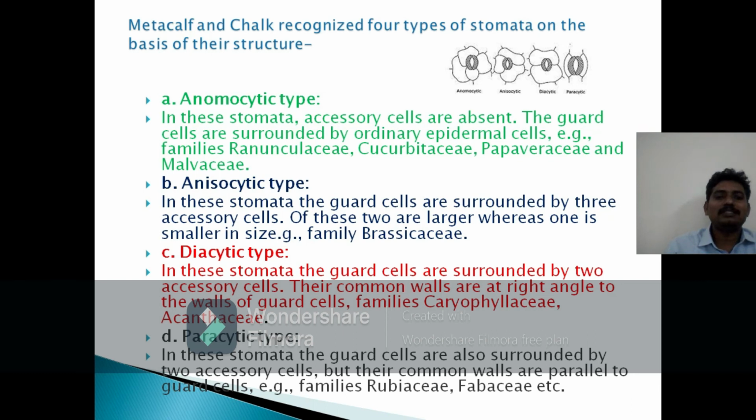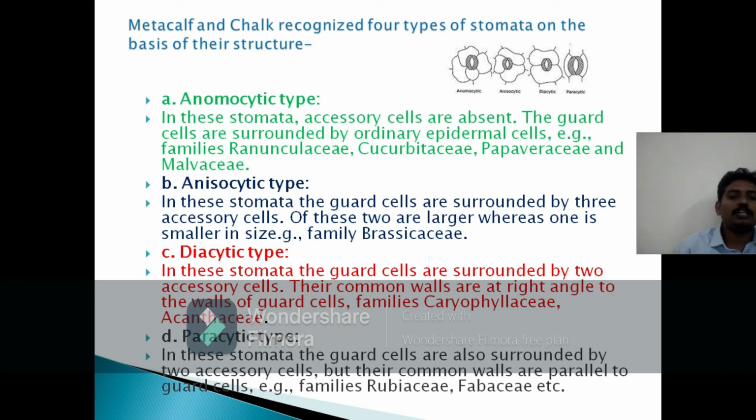Next one is the diacytic type of stomata. So this is the third one. In this type of stomata, the guard cells are surrounded by 2 accessory cells. Their common walls are at right angles to the walls of the guard cells. Families like Caryophyllaceae and Acanthaceae are the best examples of the diacytic type of stomata.